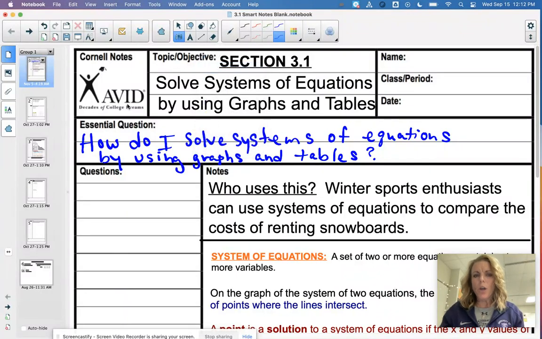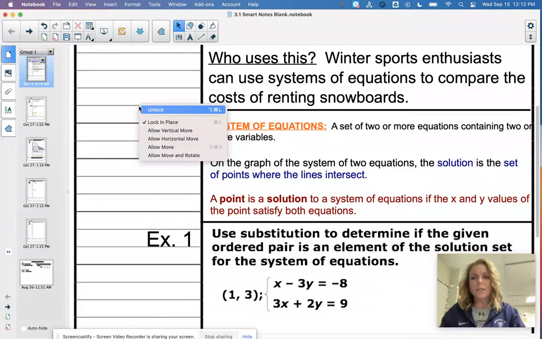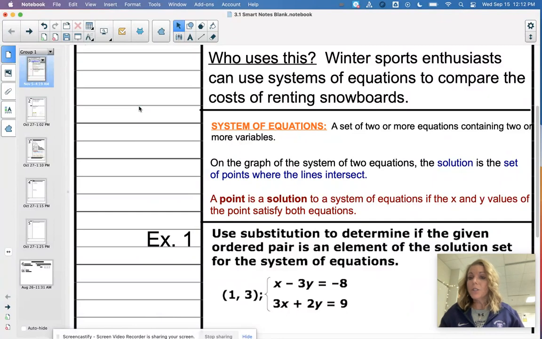Section 3.1, solve systems of equations by using graphs and tables. Please write down the essential question. How do I solve systems of equations by using graphs and tables? Who uses this? Winter sports enthusiasts can use systems of equations to compare the costs of renting snowboards.